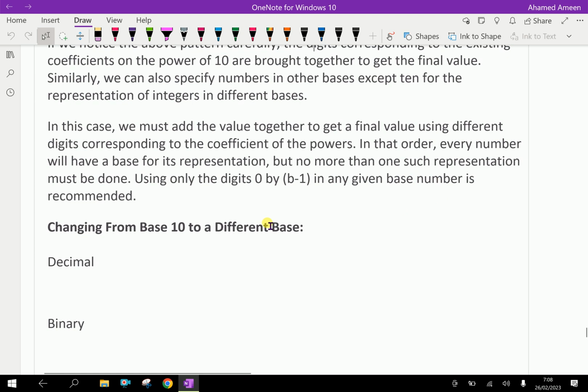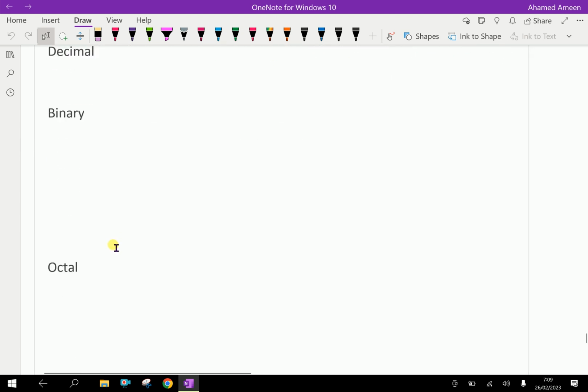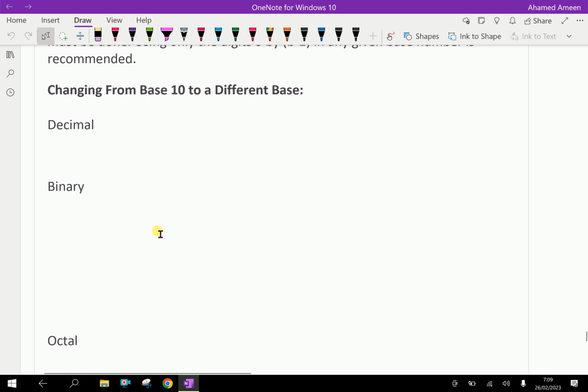No more than one such representation must be done using only the digits 0 to b minus 1 in any given base. Now we'll do some examples of how to convert a number from decimal to binary, octal and hexadecimal, different bases. First, consider the number 485 in decimal.